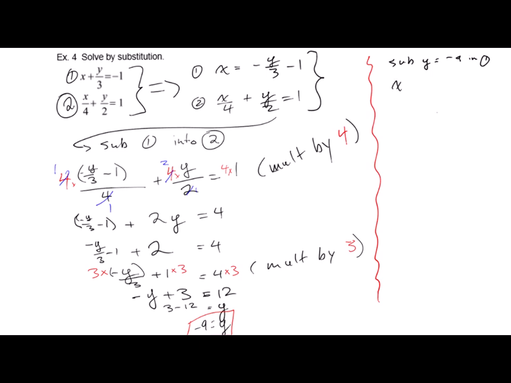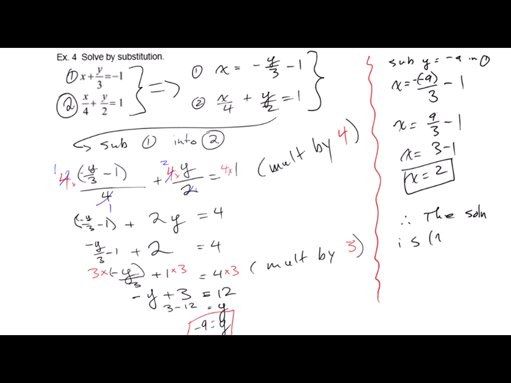Now, this next substitution is just going to be x is equal to -(-9) in brackets over 3. But there's another minus sign in front. Make sure you catch that, and then minus 1. So it ends up being 9 over 3 minus 1. So x ends up being 3 minus 1, which is our solution. So x is 2. So now all you have to state is, therefore, the solution is (x, y) equals (2, -9).